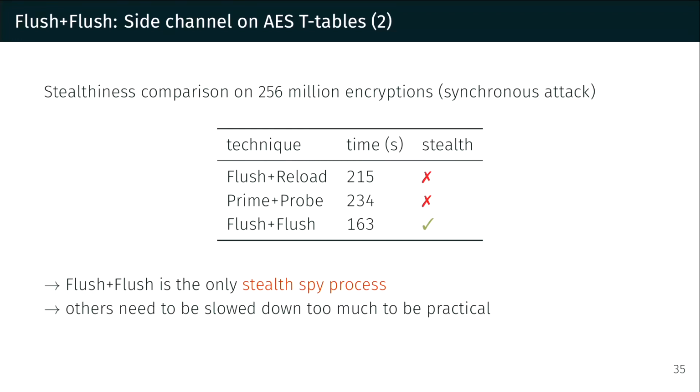Now let's evaluate the stealthiness again. What we did here is we performed 256 million encryptions in a synchronous attack, so we really had the spy and the victim scheduled. And we evaluated the stealthiness of them all, and here only Flush+Flush again is stealthy. And while you can always slow down a covert channel, you actually can't really slow down a side channel, because in a real-life scenario, you're not going to say, hey, victim, wait for me a bit, I'm trying to do an attack here. That won't work.